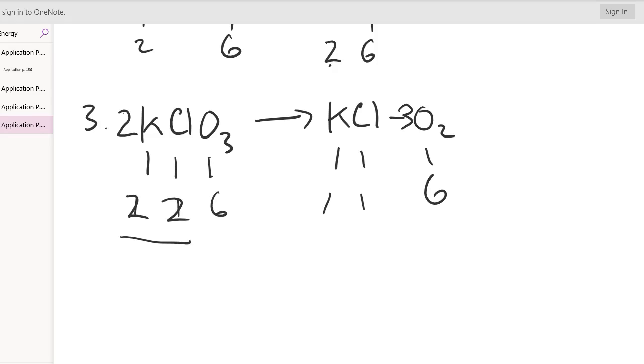Well, we're still not balanced because of the potassium chloride, now we have 2 on this side. We're going to have to change these. So we want to get 2 of each of these. In order to do that, we just put a 2 out front. Now we have 2 of each one of those elements.